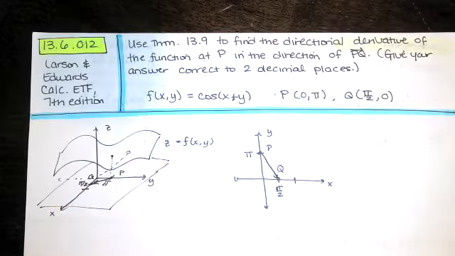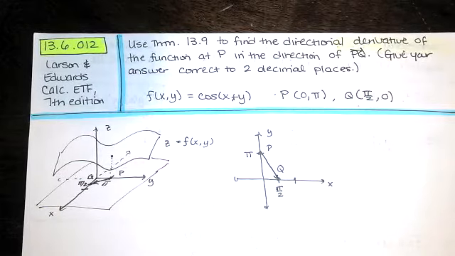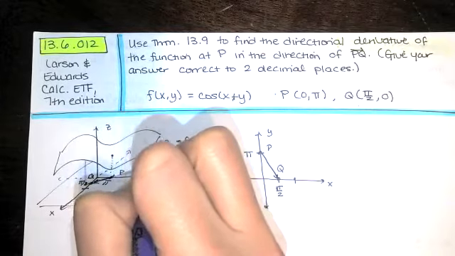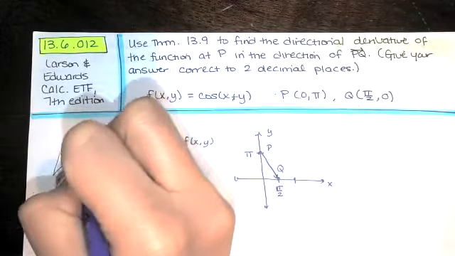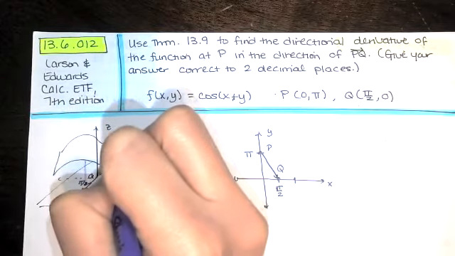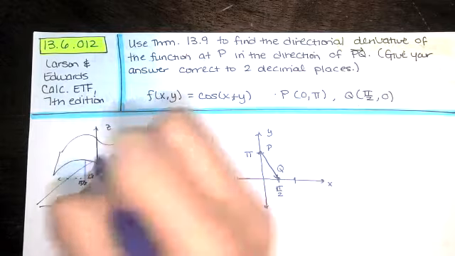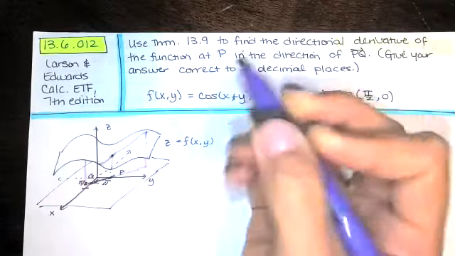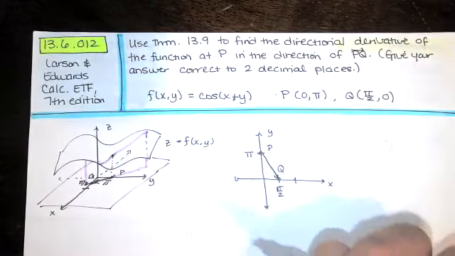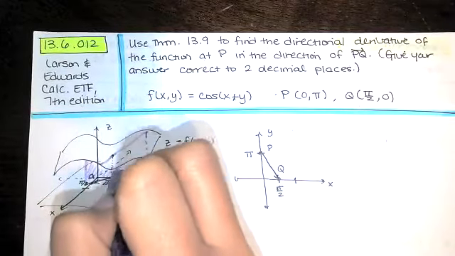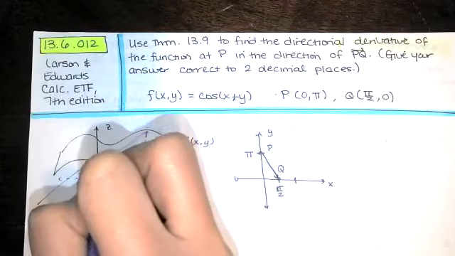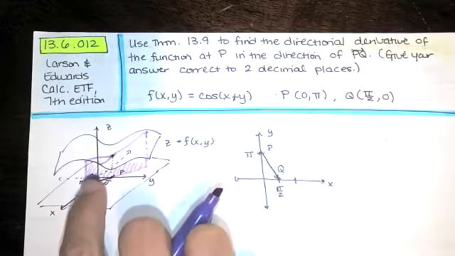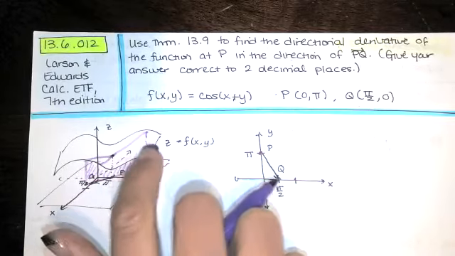So you can imagine taking a plane and intersecting that plane with our surface. You might see something that looks like this. It's not exactly the best plane, but I hope you get the idea. So you see where the plane intersects with the surface. Maybe it looks more like that. And we're trying to find the slope of the curve of intersection between that plane and the surface itself.